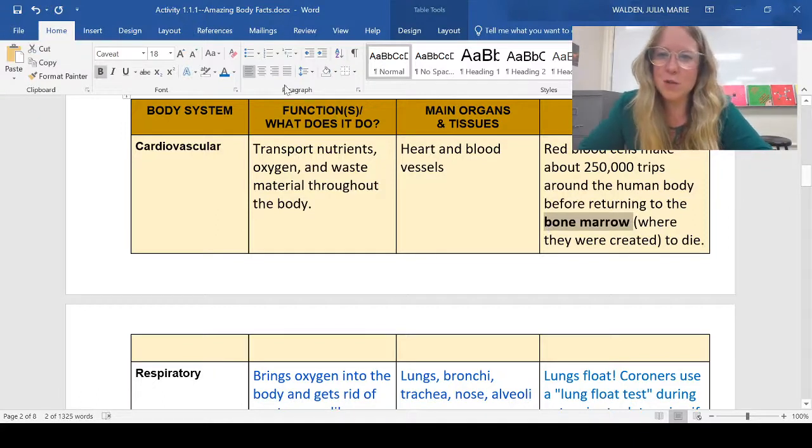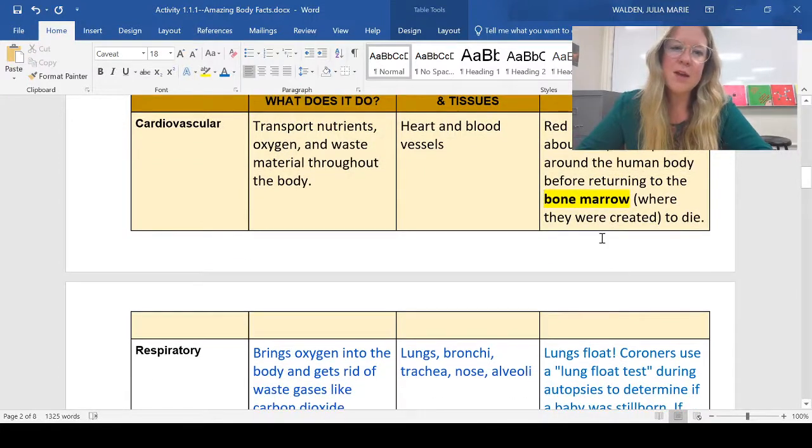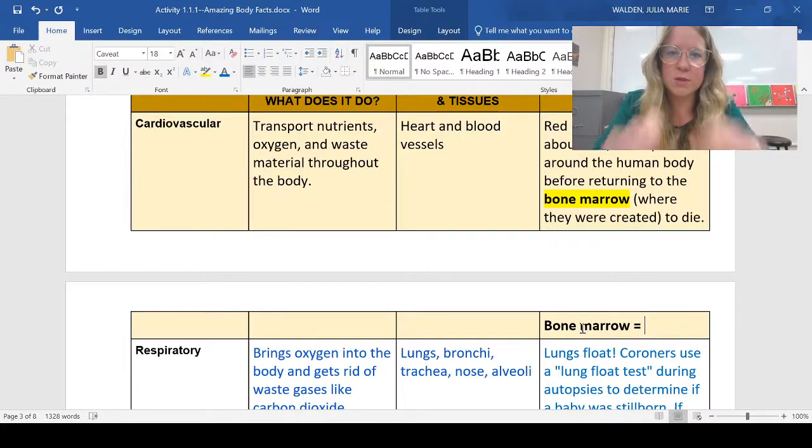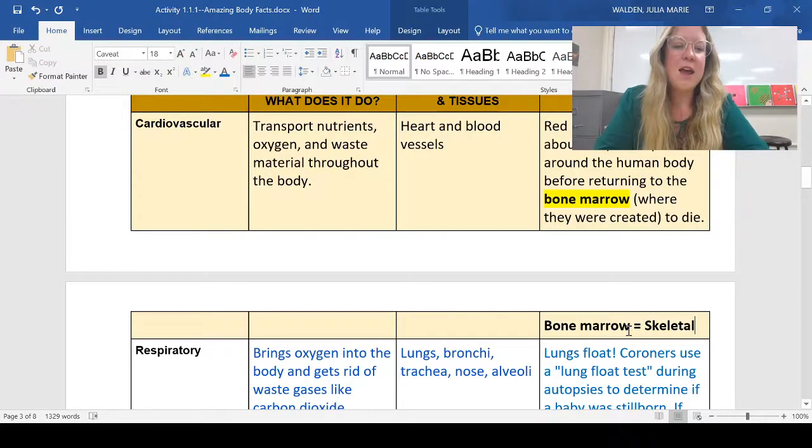Fantastic. So what I'm going to do is bold that and highlight it so it stands out. I highlighted anything that was not part of the cardiovascular system. And then below, I'm going to write bone marrow equals, what system is your bones? That's your skeletal system. So that's what I did. I highlighted anything that was not part of the cardiovascular system, and then I wrote down what system it was a part of, and these are secondary body systems.